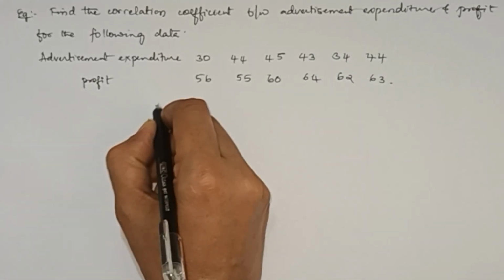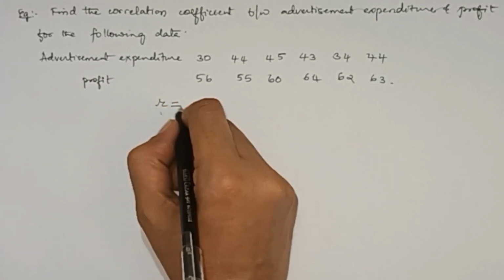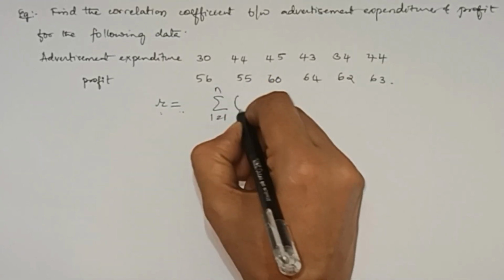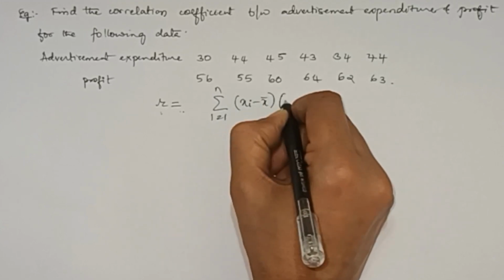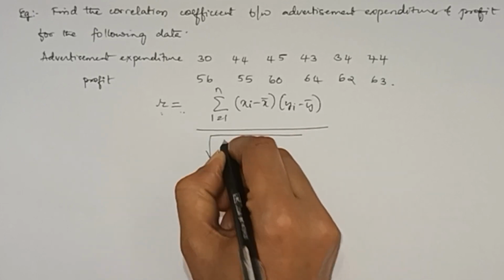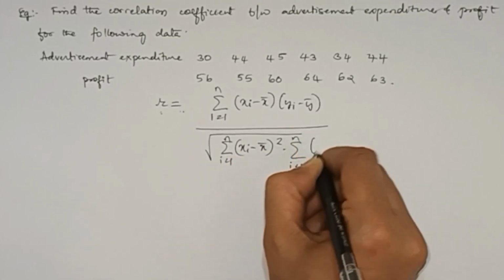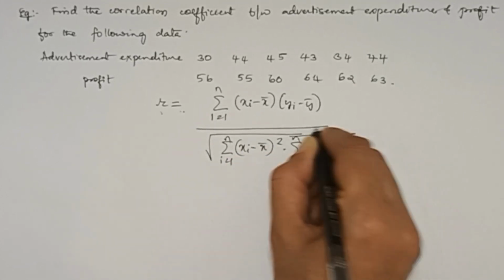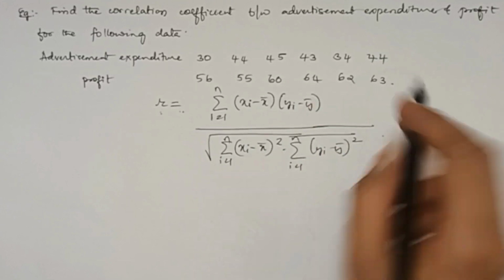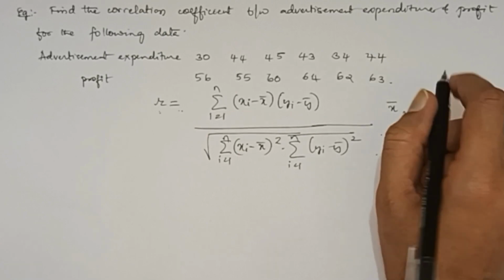So first, let us write the formula for the correlation coefficient, that is, Karl-Pearson's formula: summation i equal to 1 to n, here we have xi minus x bar into yi minus y bar, divided by square root of summation i equal to 1 to n, xi minus x bar whole square into summation i equal to 1 to n, yi minus y bar whole square. This is the formula to calculate the correlation coefficient. Now, from this formula, we want to find x bar, that is the mean of the first series, and y bar, the mean of the second series. So, let us do that one by one.